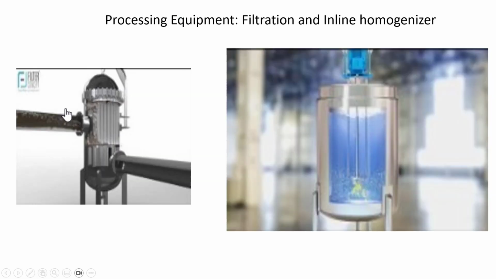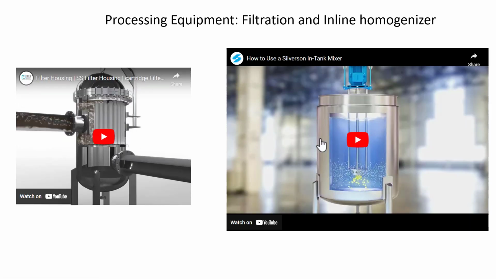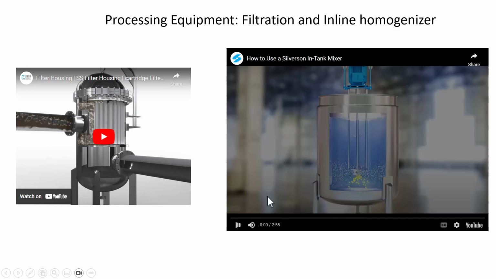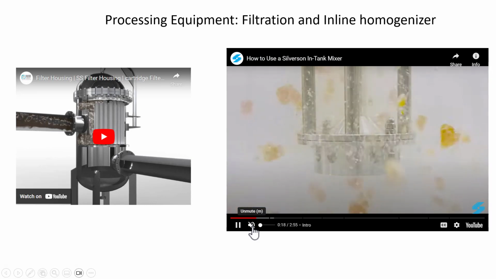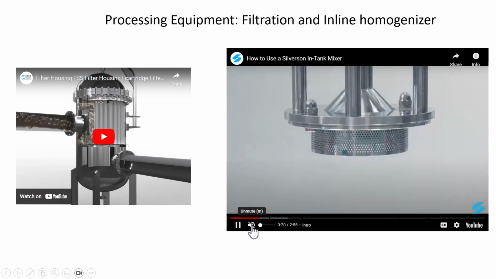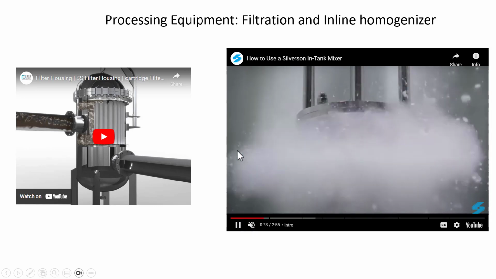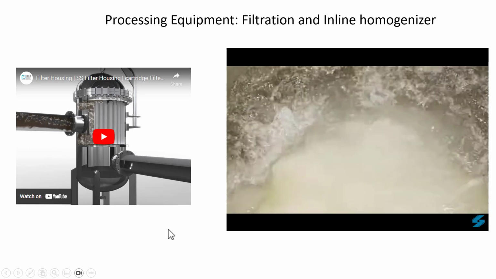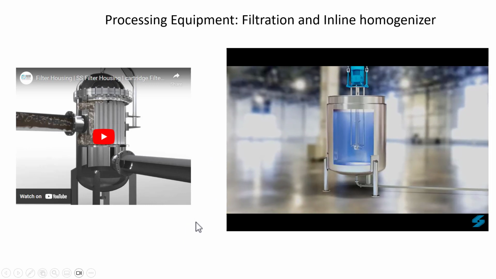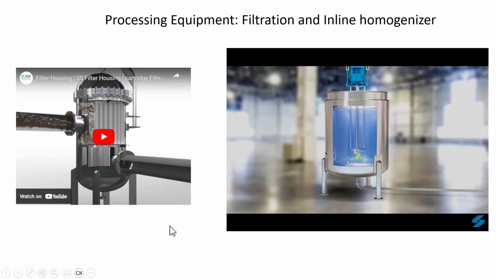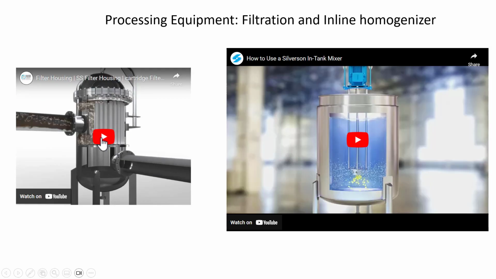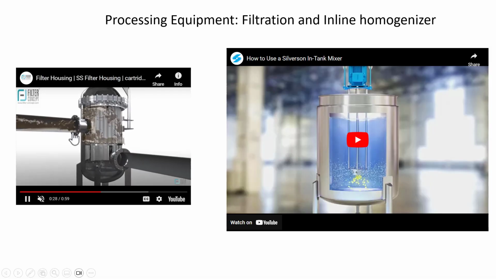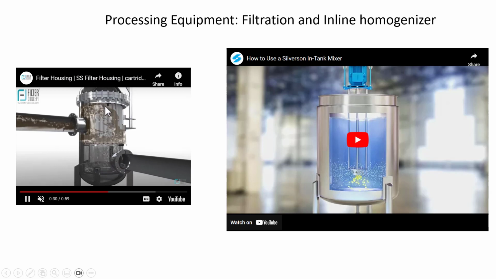Let's look at some of the processing equipment that is used in manufacturing of this type of products. In-tank homogenizer is commonly used in these types of suspensions. And one can see that a homogenizer of this type will be able to suspend the particle and dissolve it properly. It is lowered appropriately. Let's look at the filtration. The fluid comes in and the cartridge filter will remove the solids.